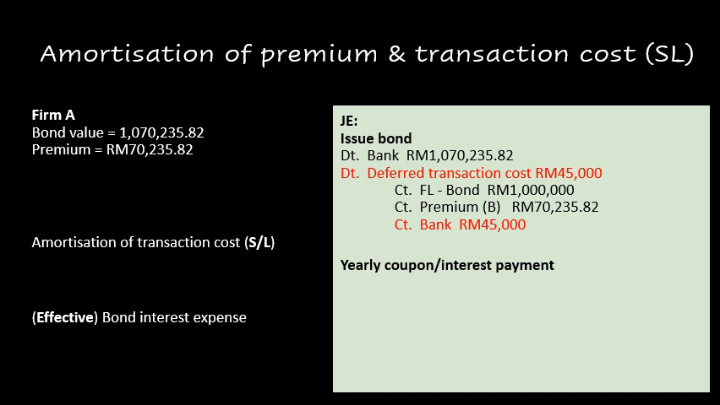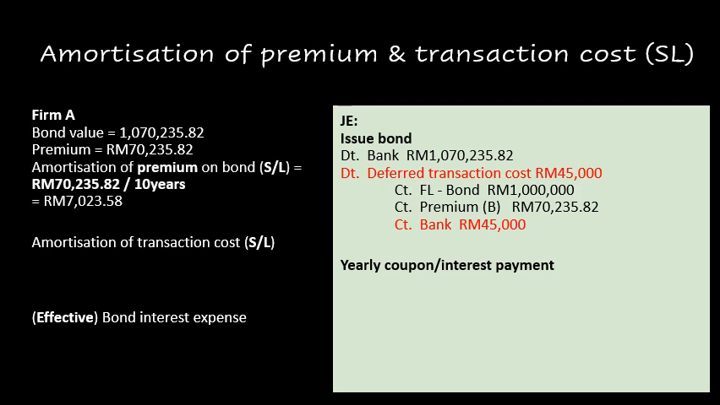Now let us look at the amortization of premium and transaction costs. For illustration purposes, on how it should work, we will use straight line method for the amortizations of premium and the transaction costs. Please bear in mind that straight line method, as simple as it may be, is not allowed in the calculations of amortization costs. So if we were to use straight line method to calculate the annual amortizations of the premium, we will get an amount of 7,023 ringgit and 58 cents every period. For amortizations of transaction costs using a straight line method, we will get an amount of 4,500 every period.